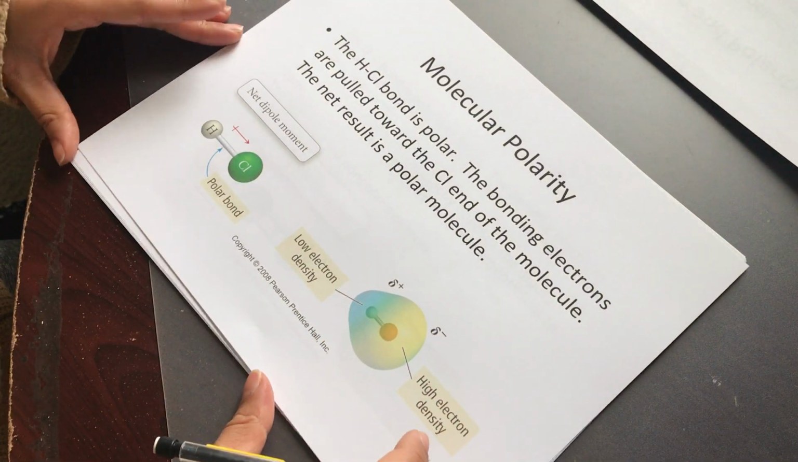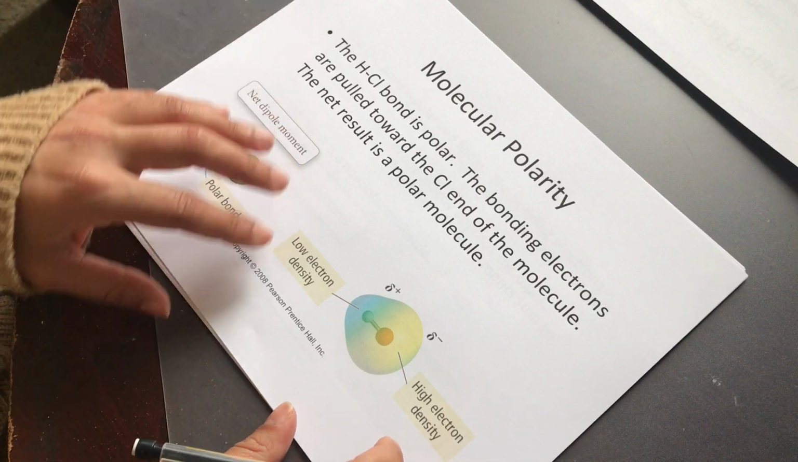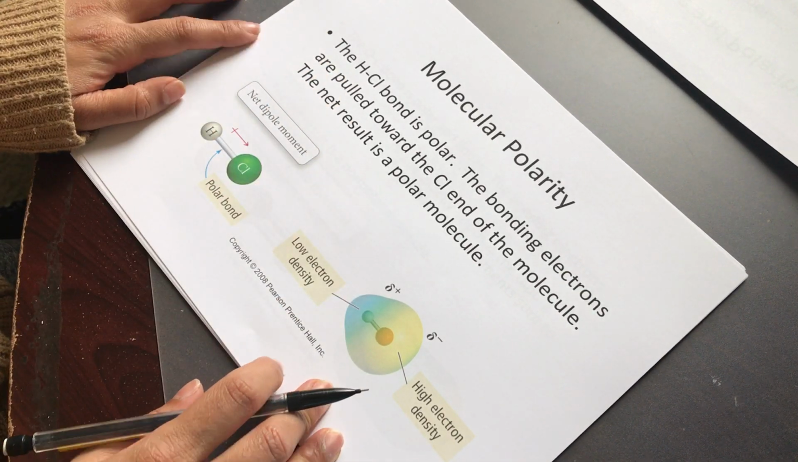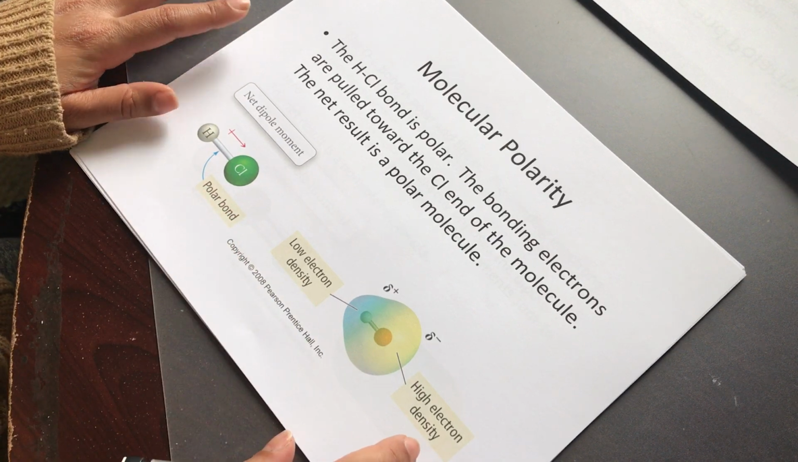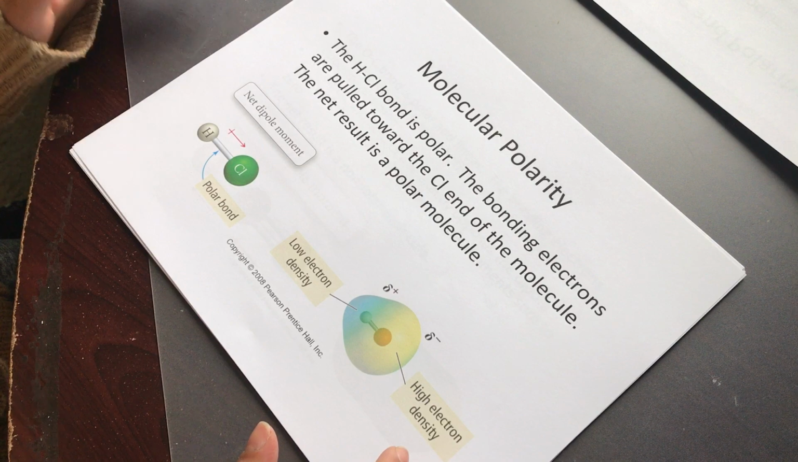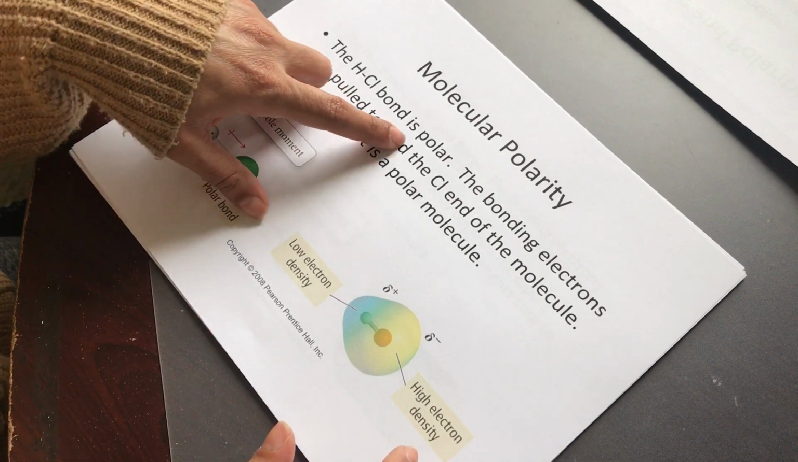So molecular polarity, looking at a really, really simple example of hydrochloric acid. Now on the periodic table, you know that hydrogen's all the way to the left and chlorine is all the way to the right, and they have a huge electronegativity difference. So big and obvious that you don't even really need to calculate it. So we know that that bond is polar.